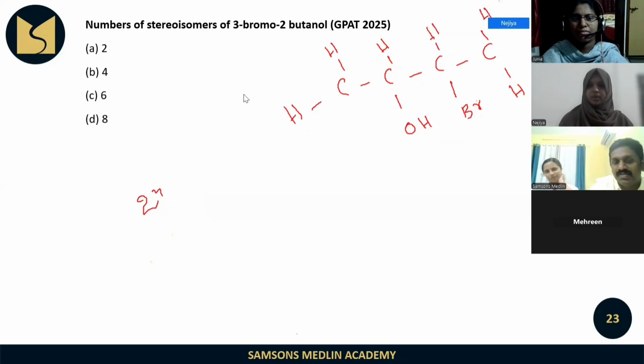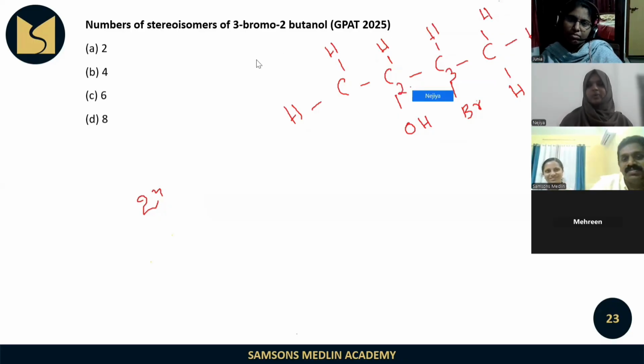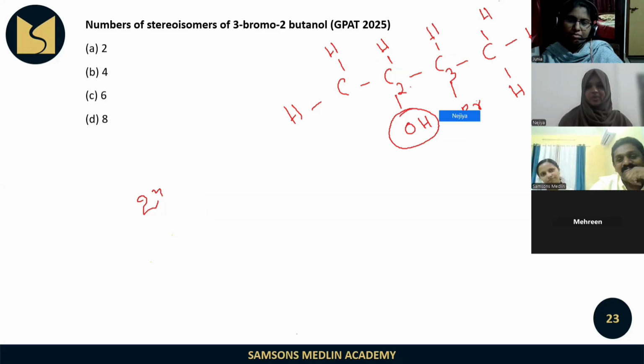So like this, you can draw the structure of 3-bromo-2-butanol. You know that in the naming of organic compounds, the lowest number should go to the functional group. That's why we chose the second position for this carbon atom. Then you can see 2 chiral centers for this 3-bromo-2-butanol.